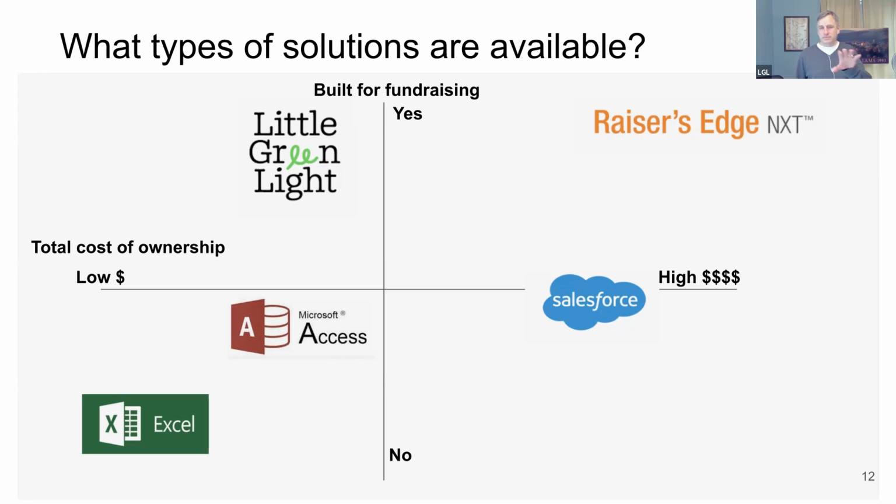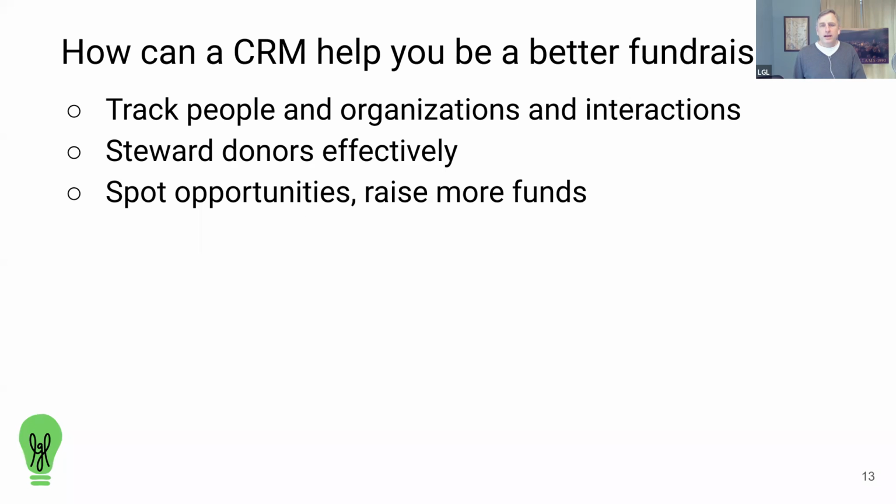And one thing just with Little Greenlight, so I'm not keeping you in suspense. I have it at the end, but our cost is typically around $500 a year for our customers. That's for an account up to 2,500 constituent records, which is where most of our customers are. So just so you have a sense of what I mean by low cost, for Little Greenlight I'm talking about $500 a year there.